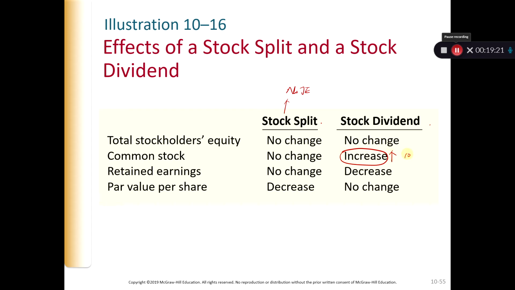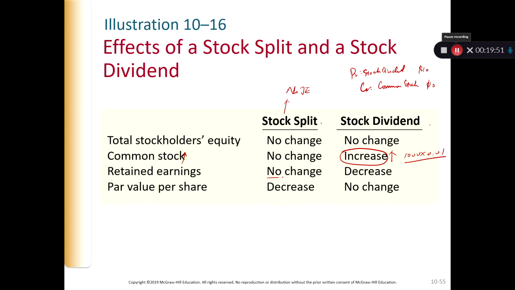Remember the 1,000 shares multiplied by 0.01, right? So it has a journal entry of debit stock dividend and crediting common stock for that $10. Remember? So therefore, common stock does increase, right?